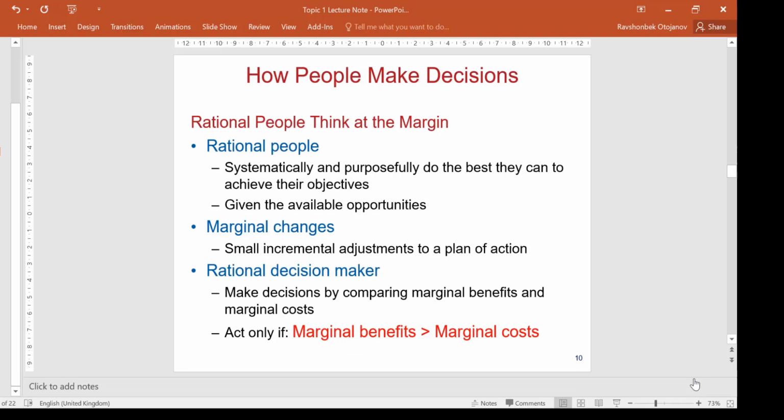Economists assume that rational people think at the margin. Well, who are the rational people? The people who are consistently choosing the best course of action. These are the rational people, given their objectives and opportunities. Now, before moving further, we'll introduce a concept called marginal changes. These are basically small incremental adjustments to our plan of action. A rational decision maker usually compares the marginal benefits with marginal costs and takes a course of action if the marginal benefit of that action is greater than the marginal costs. Not simply total costs and benefits. It's the marginal benefits and marginal costs that we need to compare.